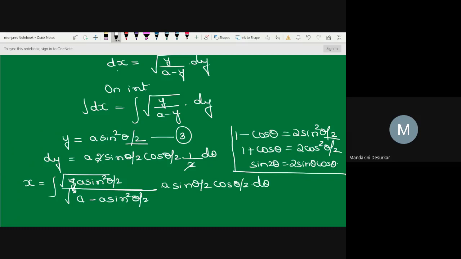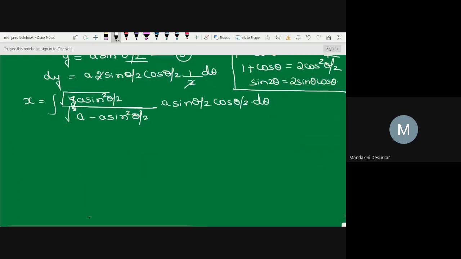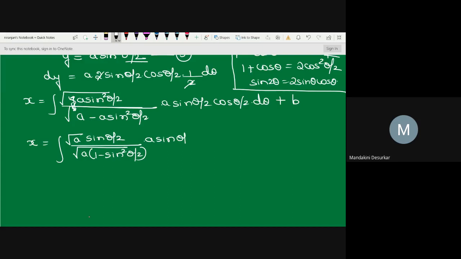Now x plus a constant, say I have taken b. Now this is equal to integration of root of a sine square theta by 2, root of sine square theta by 2 is sine theta by 2. And if I take root of a common here, one more step I'm taking, 1 minus sine square theta by 2 is what? What is 1 minus sine square theta by 2?